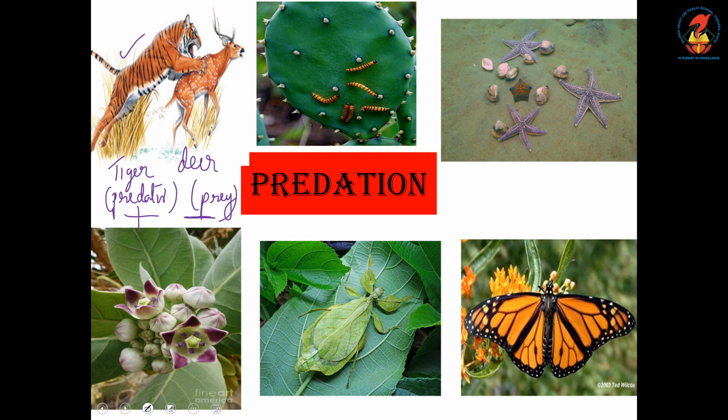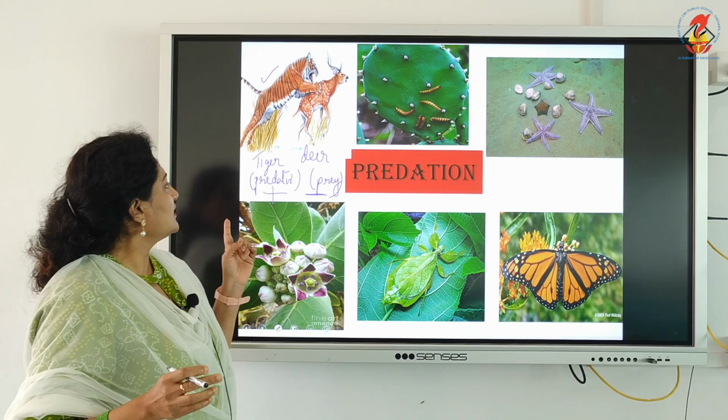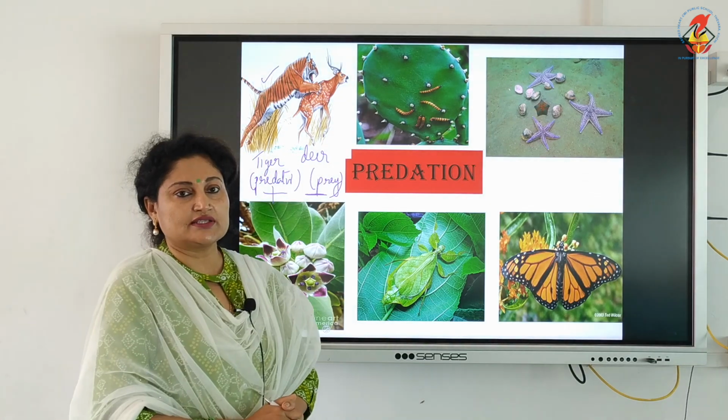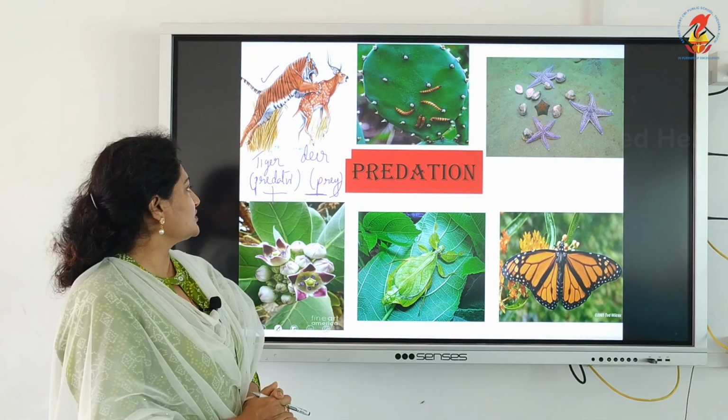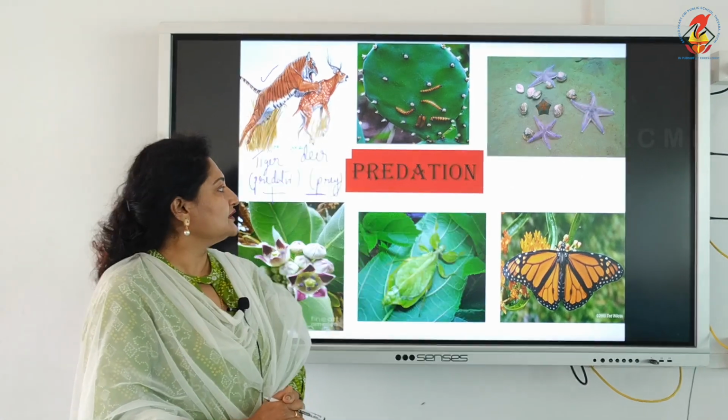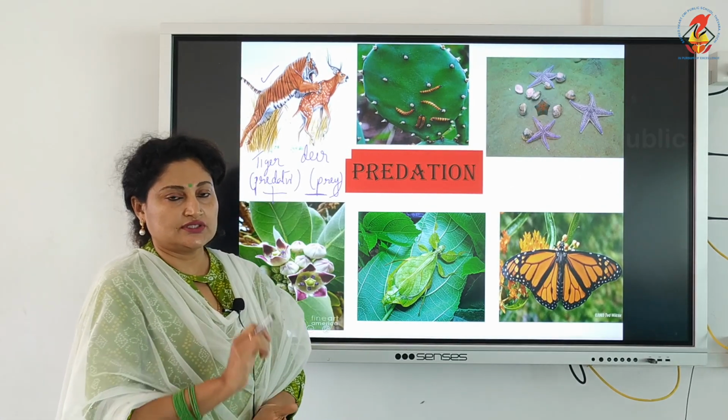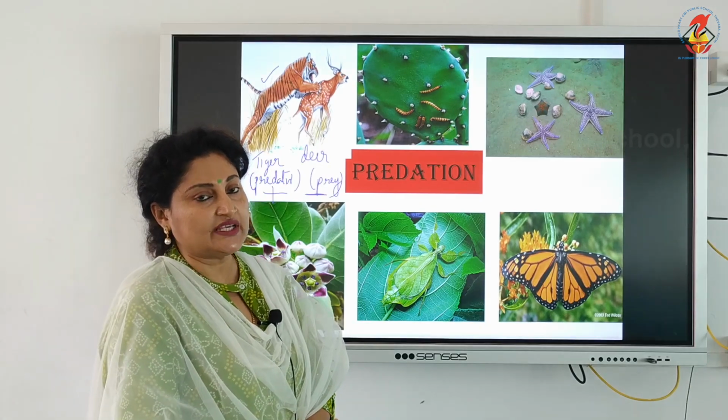And definitely you know that the tiger is benefited and the deer is harmed, so it is indicated by negative sign. It's a very common example you can quote, the tiger-deer relationship. The tiger captures and kills the deer. So, the tiger is a predator and so it is positive, and the deer, which is a prey, is indicated by negative sign because it is being harmed.